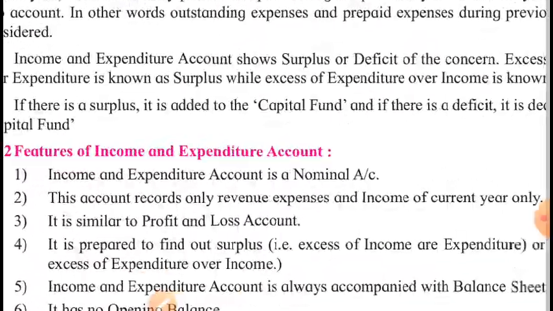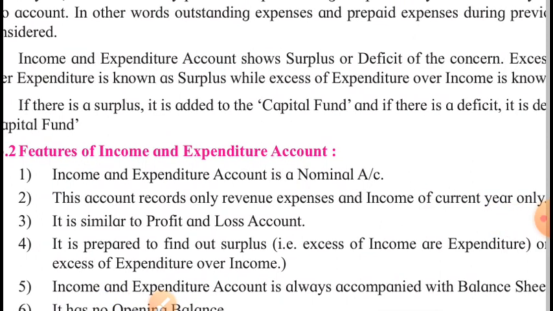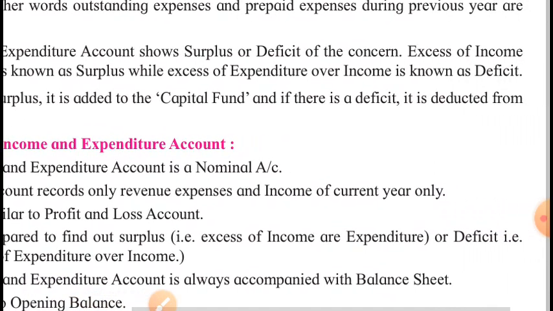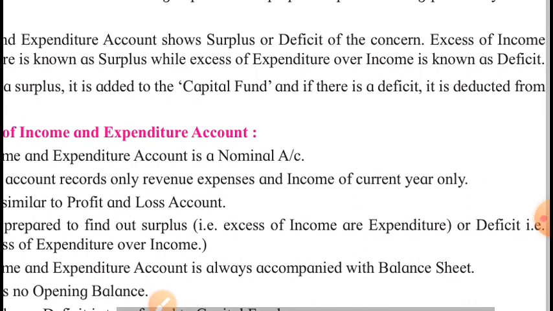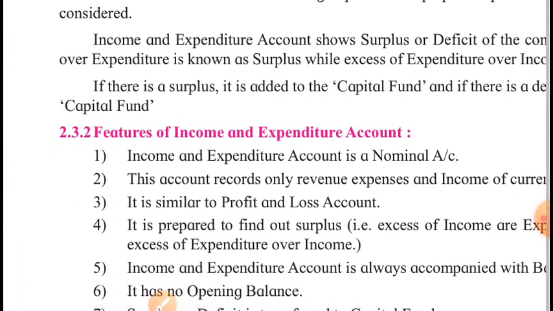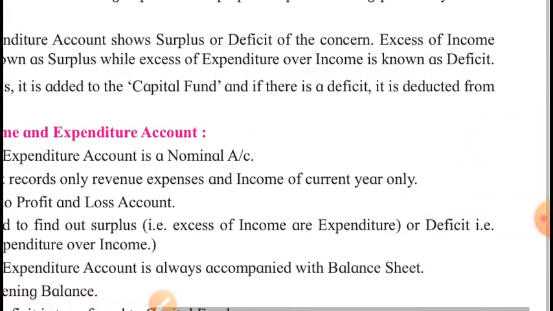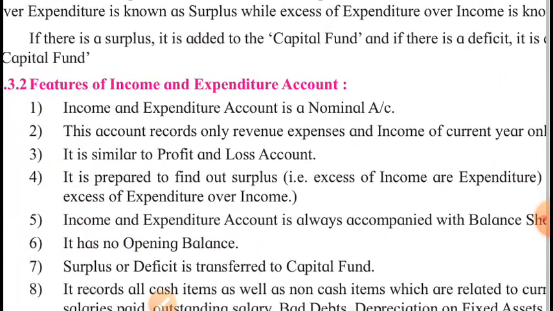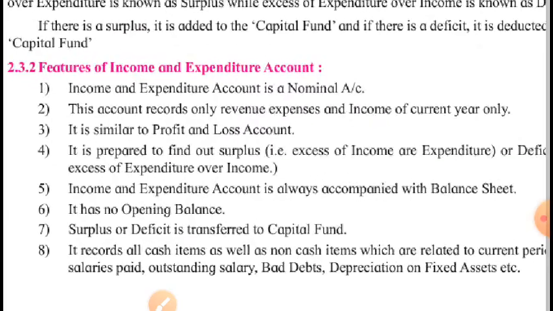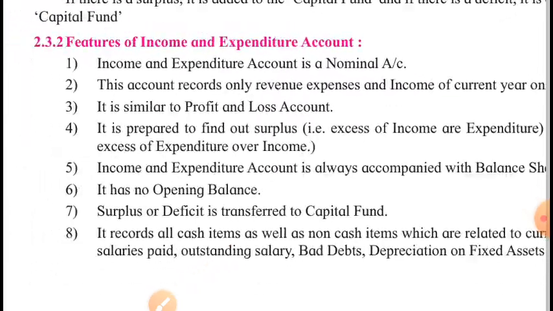If there is surplus, it is added to the capital fund. What we did when we had net profit, we added it to the capital. Just like that, if it is surplus, it will be added to the capital fund, and if there is a deficit, it will be deducted from the capital fund. When there was net loss, that was deducted from capital, isn't it? Just like that, here the deficit will be deducted from the capital fund. The similar kind of treatment applies to the balance of this income and expenditure account. Obviously, the balance of this account is transferred to the capital fund.